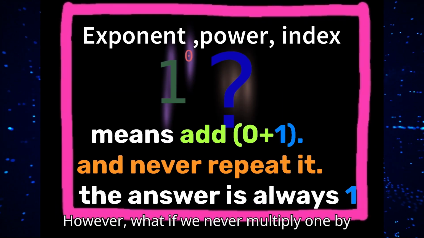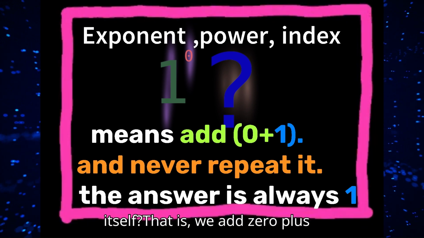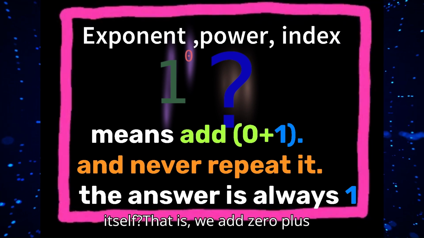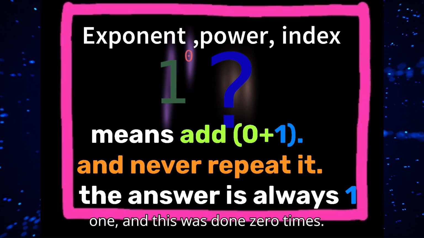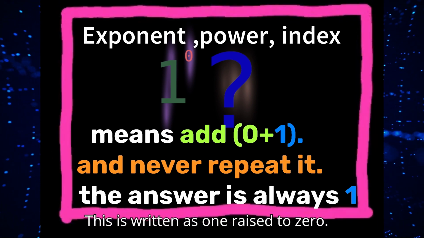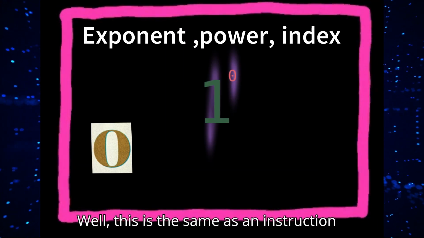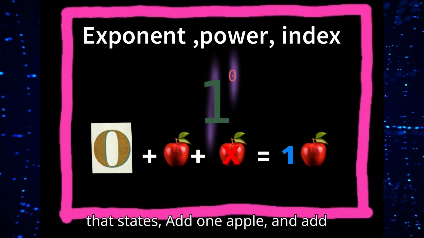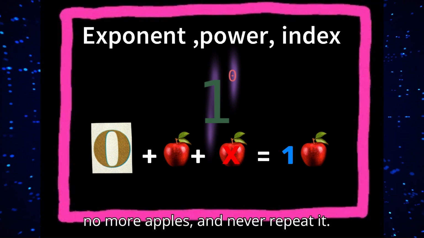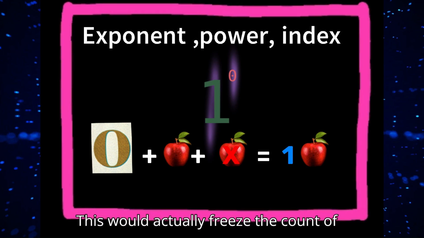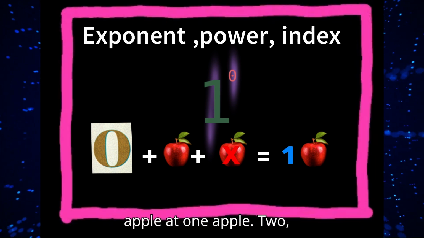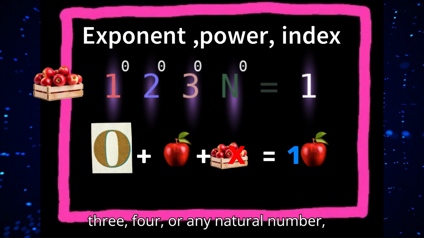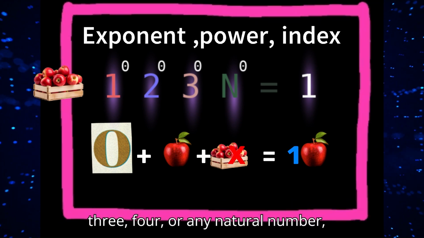However, what if we never multiply 1 by itself? That is, we add 0 plus 1. And this was done 0 times. This is written as 1 raised to 0. Well, this is the same as an instruction that states, add 1 apple, and add no more apples, and never repeat it. This would actually freeze the count of apples at 1 apple, 2, 3, 4, or any natural number.